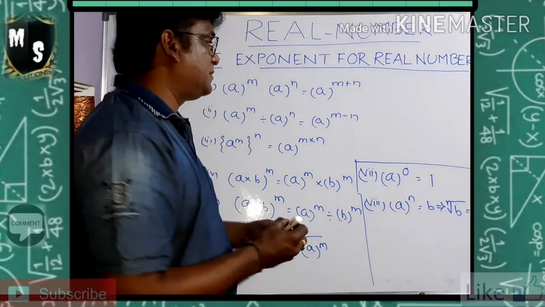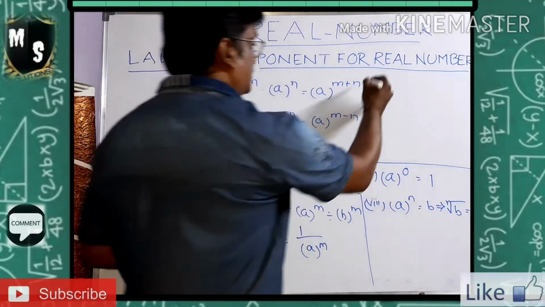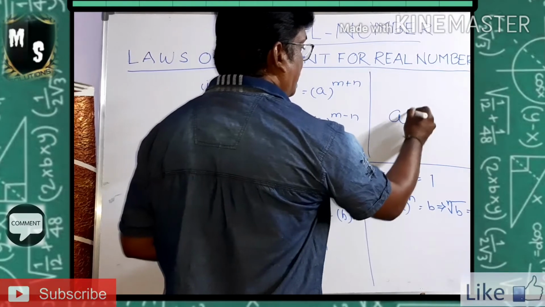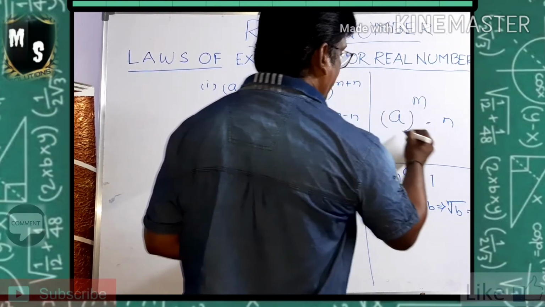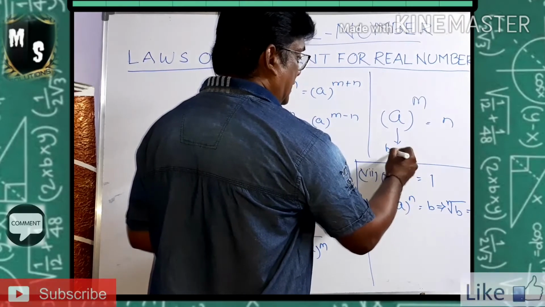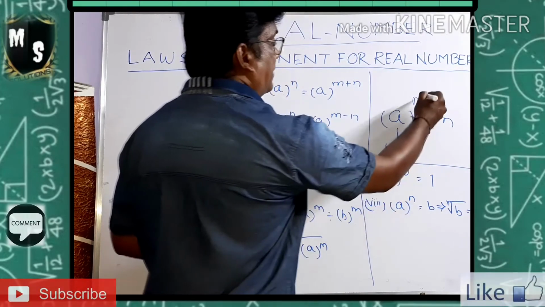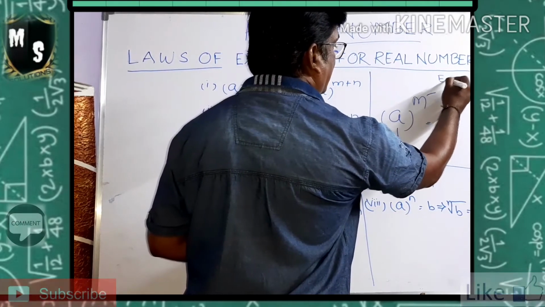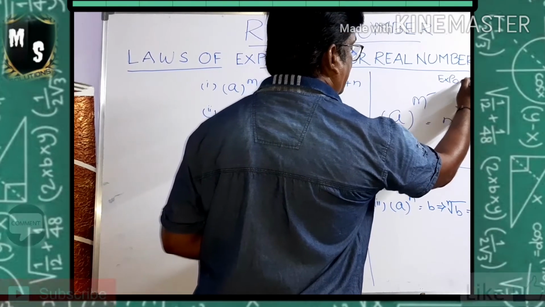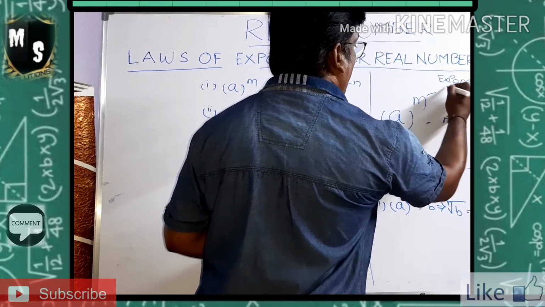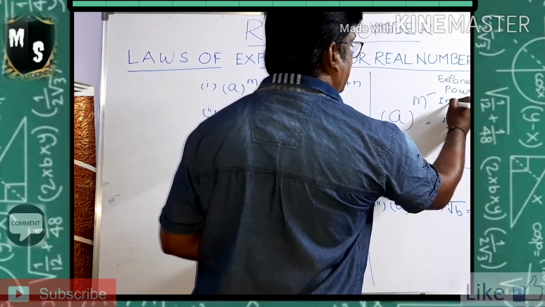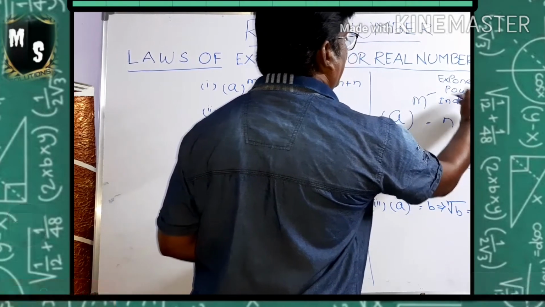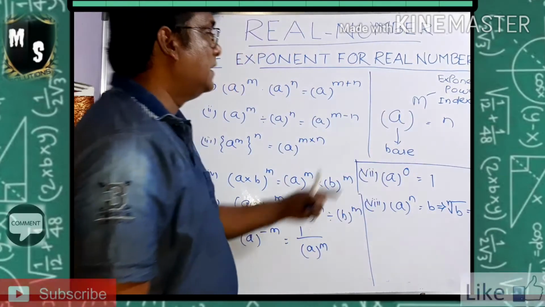Let me explain exponent to you. Here you see, if I say a to the power m is equal to n, then a is called the base. m is called the exponent, power, indices, index, whatever you want to say. You can call it by these three names.